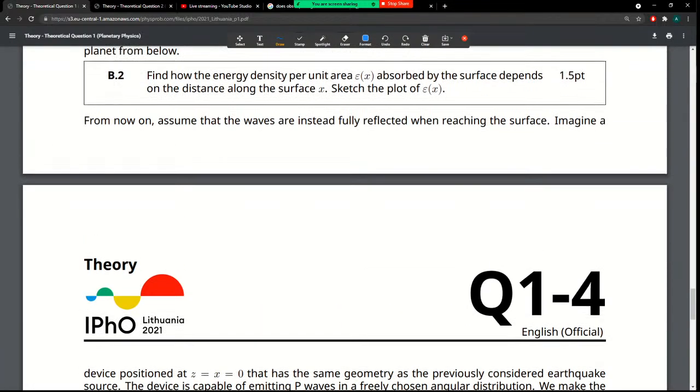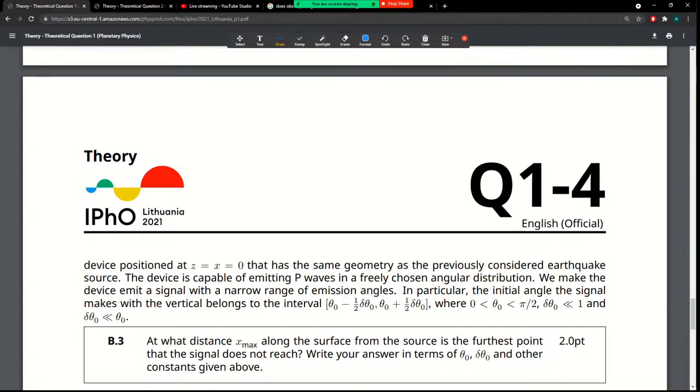In particular, the initial angle the signal makes with the vertical belongs in the interval theta naught minus 1/2 delta theta naught to theta naught plus 1/2 delta theta naught, where 0 is less than theta naught less than pi over 2, and delta theta naught is much less than 1, and delta theta naught is also much less than theta naught. At what distance x max along the surface from the source is the farthest point that the signal does not reach? Write your answer in terms of theta naught, delta theta naught, and the other constants given.